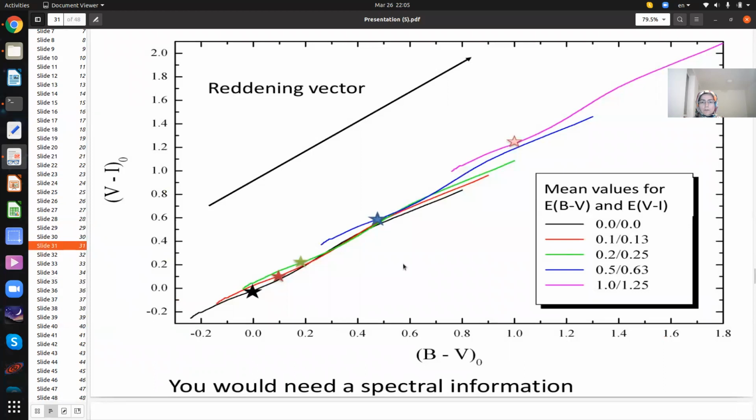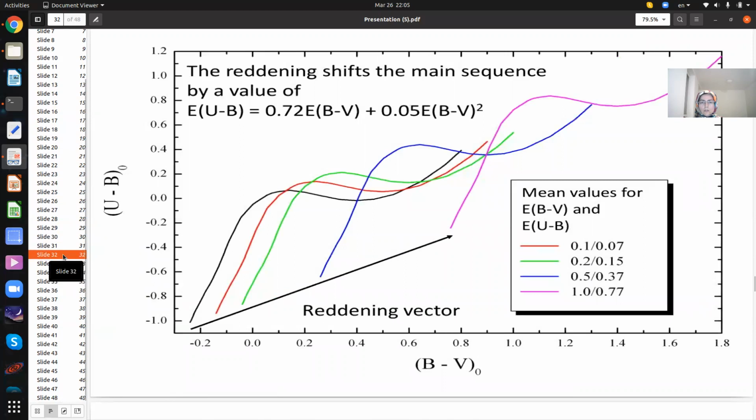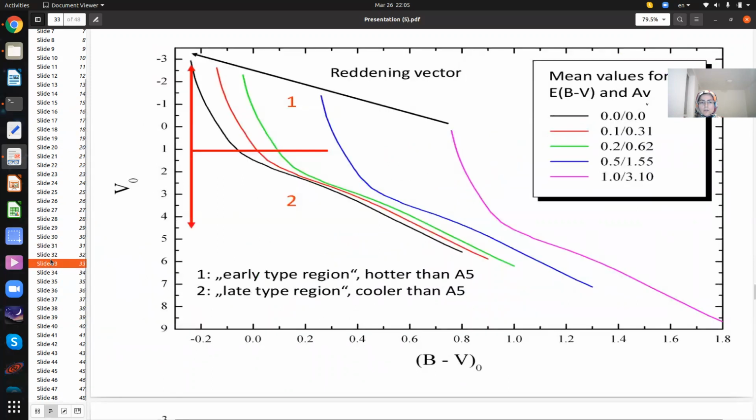And for determining the reddening, we would need spectral information. Without the spectral information, we cannot measure reddening. Just with color, we cannot. This is the reddening shift, which shifts the main sequence by a value like this, as you see. Also here, the reddening vector.